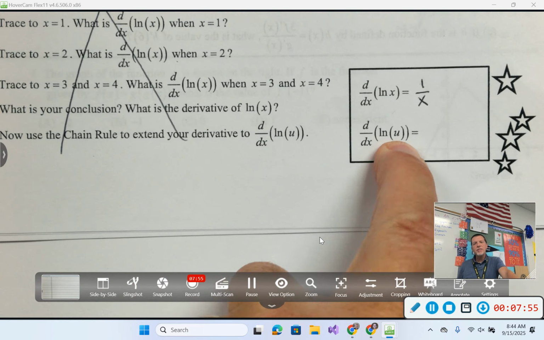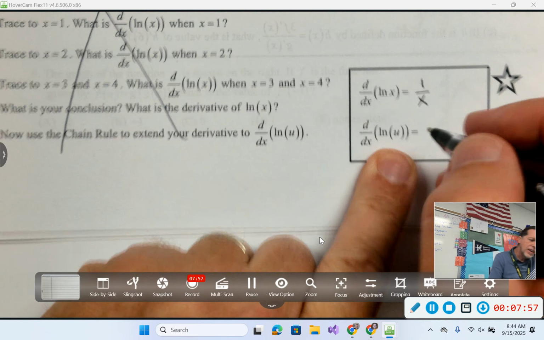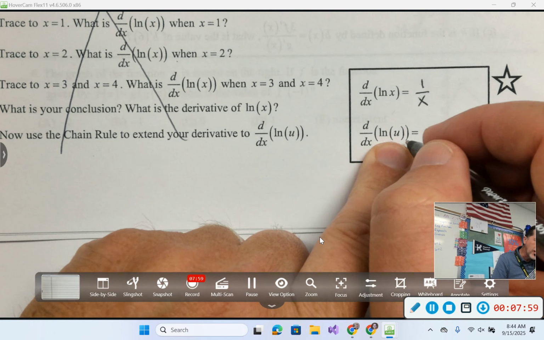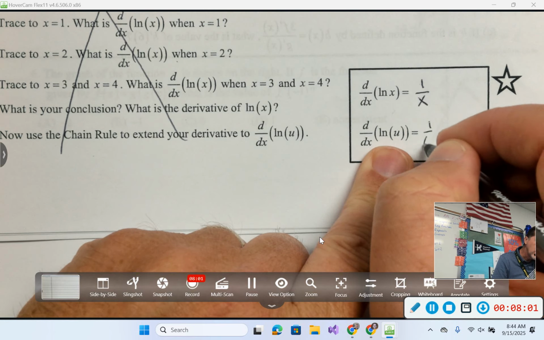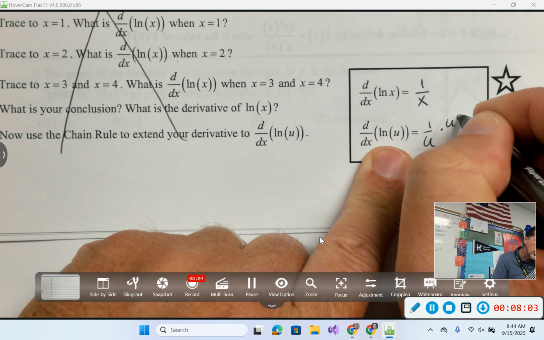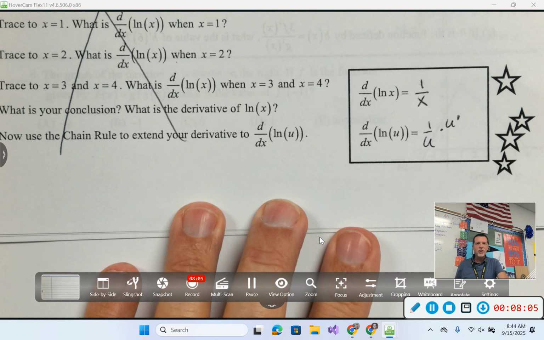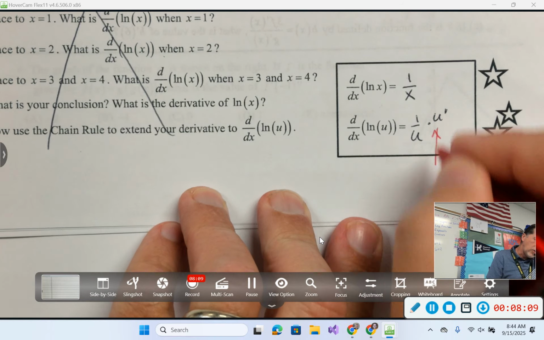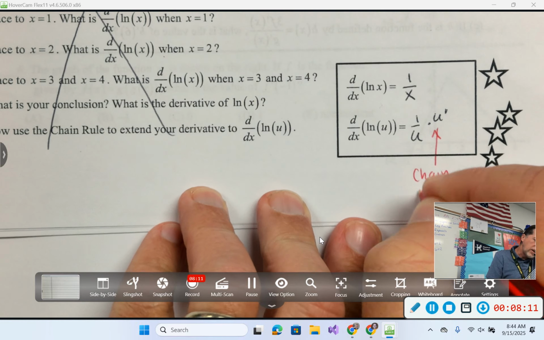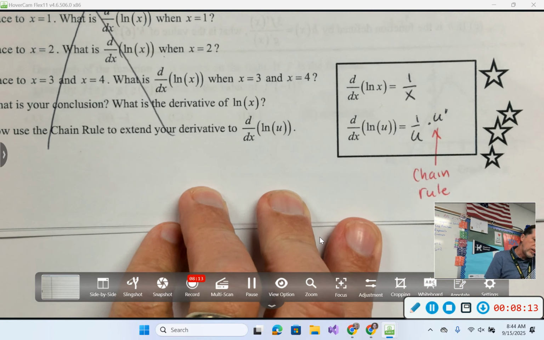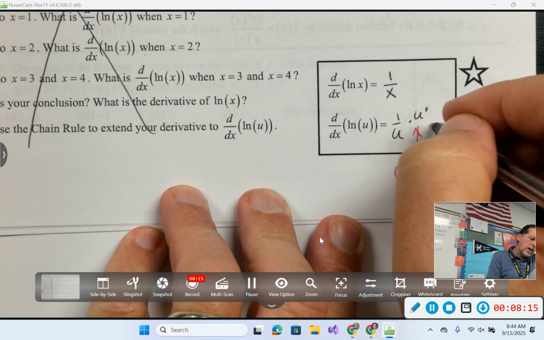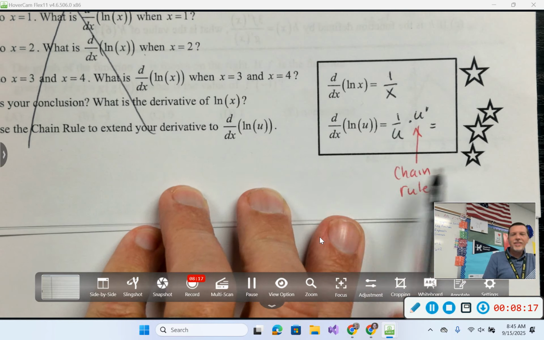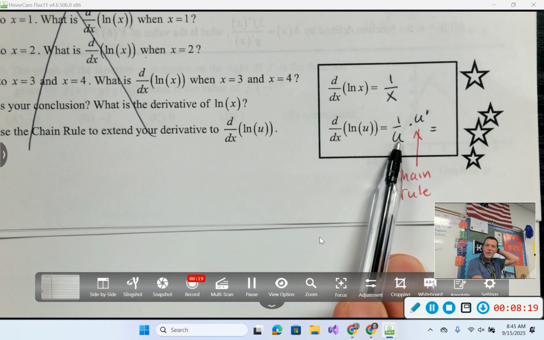u just means it's something other than x in there. So we kind of know this one already, but this is going to use the chain rule. 1 over u times u prime, because that's the chain rule. That u prime is a result of the chain rule. And then I frequently write it like this because I'm thinking chain rule, so the rule is 1 over the argument times the chain rule.